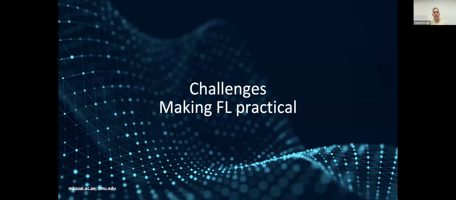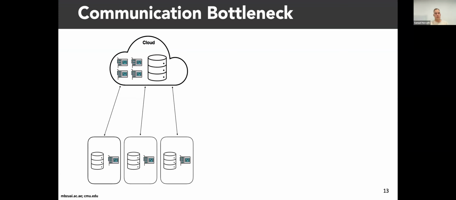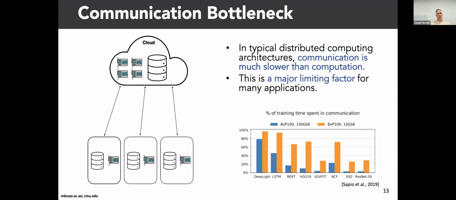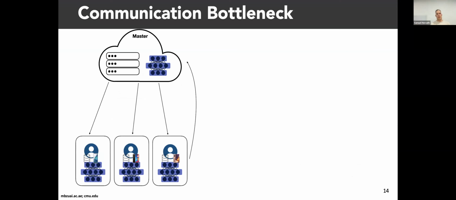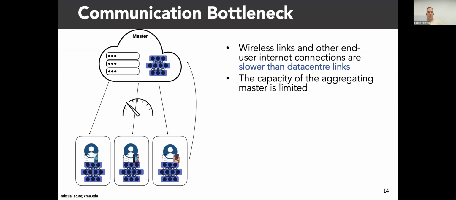As a next step, we will discuss several challenges that come with federated learning and prevent it from being easily deployed in practice. First, as already mentioned quite a lot, is the communication bottleneck. Here I just highlight the communication bottleneck in general distributed systems. As was already said, this is way more prevalent for federated learning, because federated learning can be seen as an instance of distributed training, so this bottleneck transfers here. But the issue is more prevalent because we have wireless links and other user internet connections that are way slower than data center links.